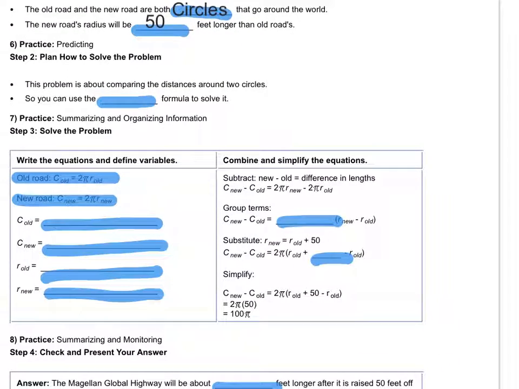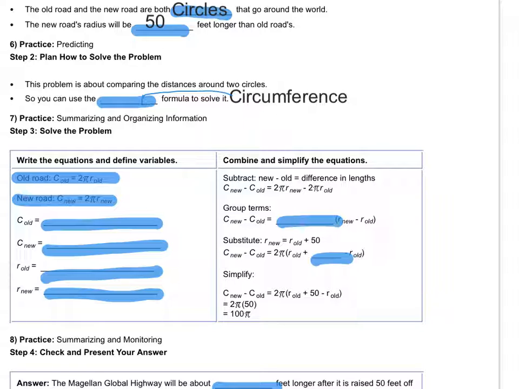As we keep it moving, the problem is about comparing the distances around two circles. If you need to know the distance around a circle, we can use the circumference formula to solve it. So let's get to writing. Circumference. All right, and circumference won't fit there, so I'll just put it to the side and do one of those numbers. There we go.